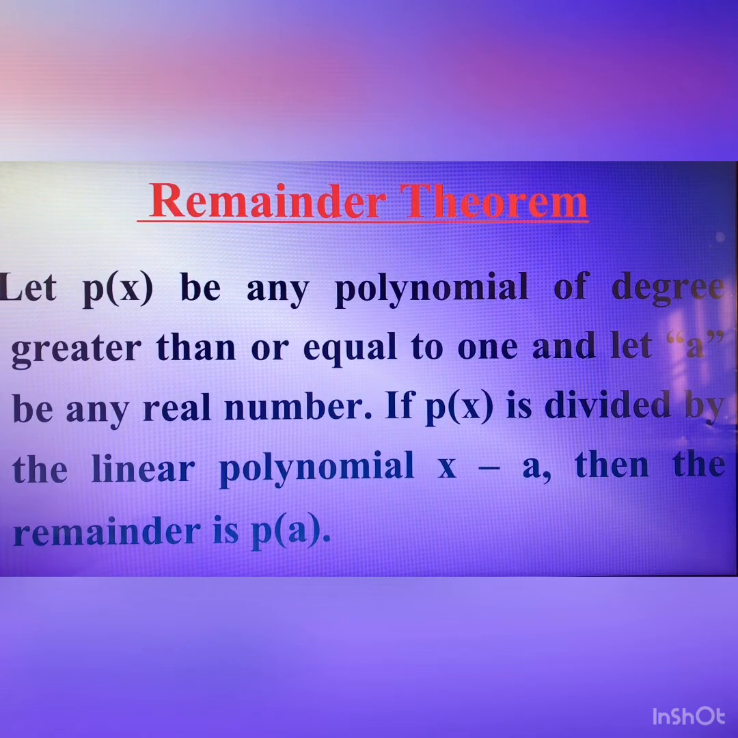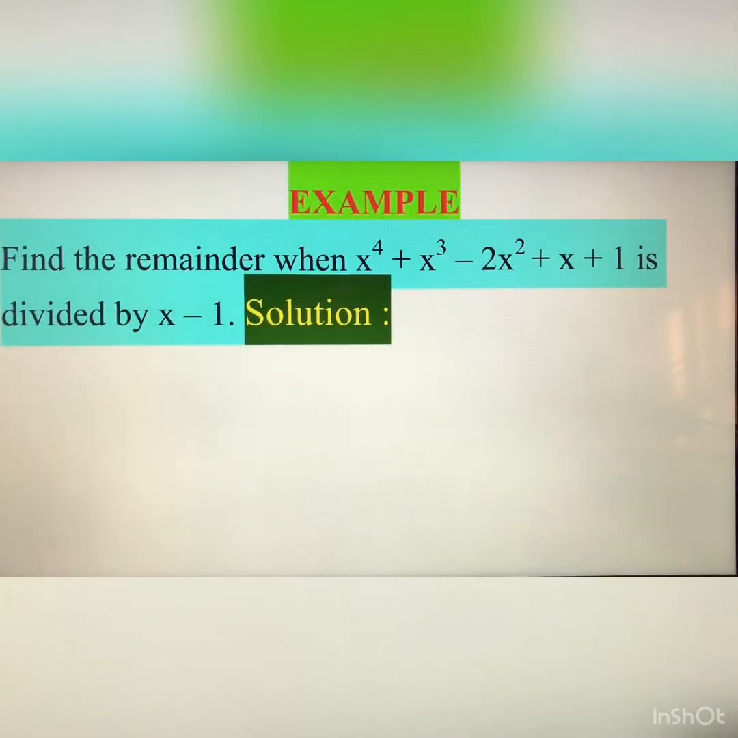It means the condition is that the given polynomial should be of degree greater than or equal to 1, and when it is divided by the polynomial x minus a, the remainder will be P(a). Let us understand this remainder theorem with an example. Find the remainder when x^4 + x^3 - 2x^2 + x + 1 is divided by x minus 1.